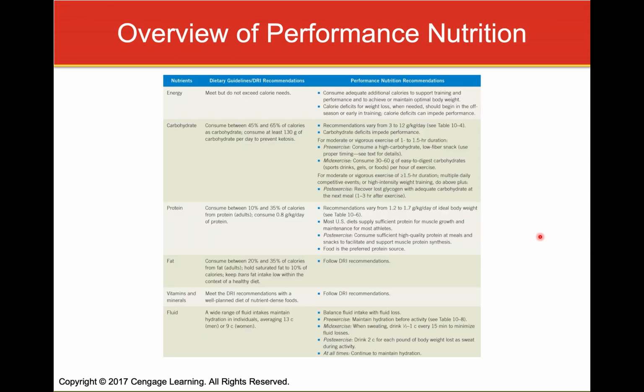And that concludes our discussion on the multiple areas of performance nutrition. So this is just an overview page, but we've gone through energy, carbohydrate, protein, fat, vitamins, minerals, and fluids. So you can look through this, and it can be useful for studying.